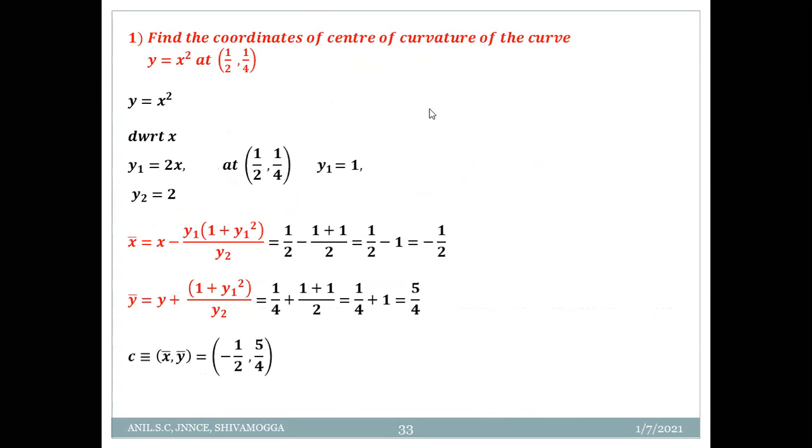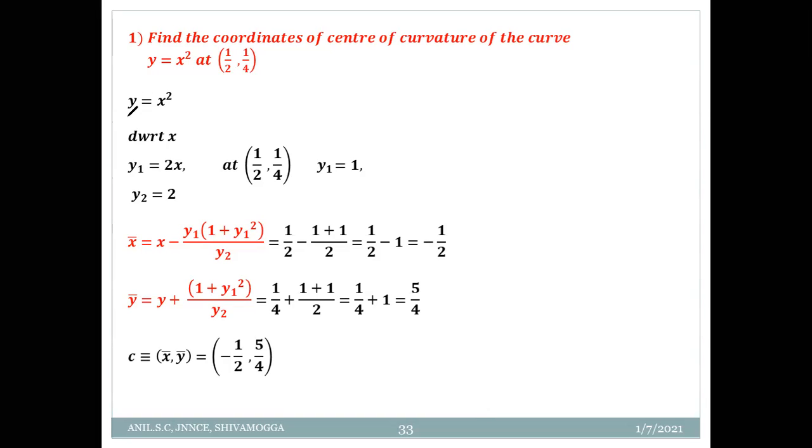Find the coordinates of the center of curvature of the curve y is equal to x square at 1 by 2 comma 1 by 4. That means x bar and y bar are to be determined. Y is equal to x square is the given curve. First, you find the first and second order derivatives corresponding to this curve.